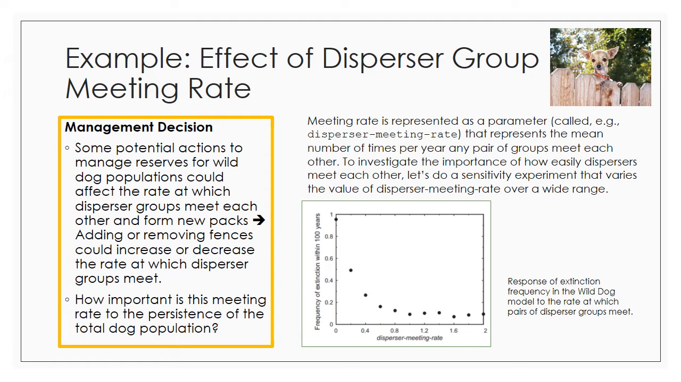We represent the meeting rate as a parameter, here called disperser meeting rate, that represents the mean number of times per year any pair of groups meet each other. To investigate the importance of how easily dispersers meet each other, let's do a sensitivity experiment that varies the value of disperser meeting rate over a wide range.